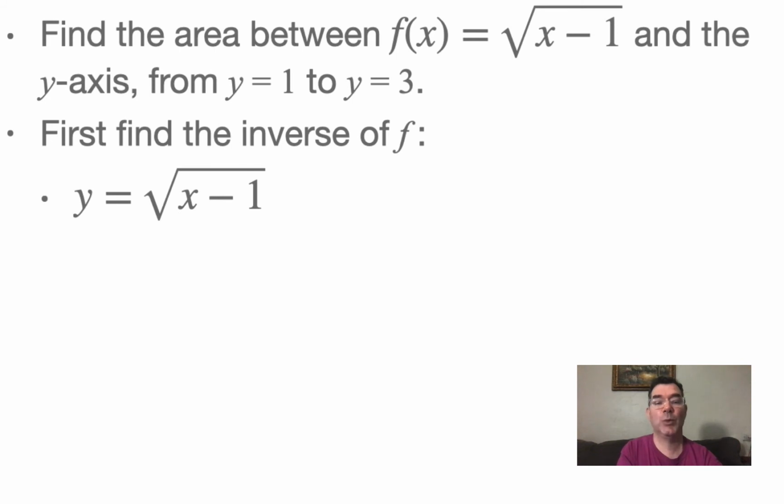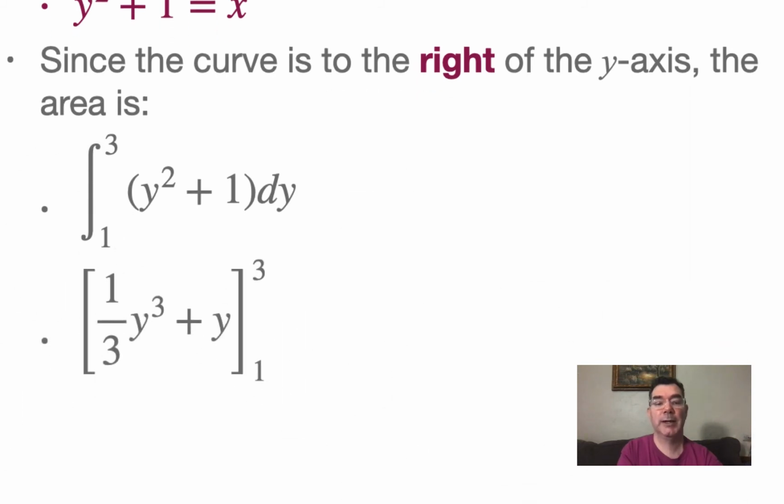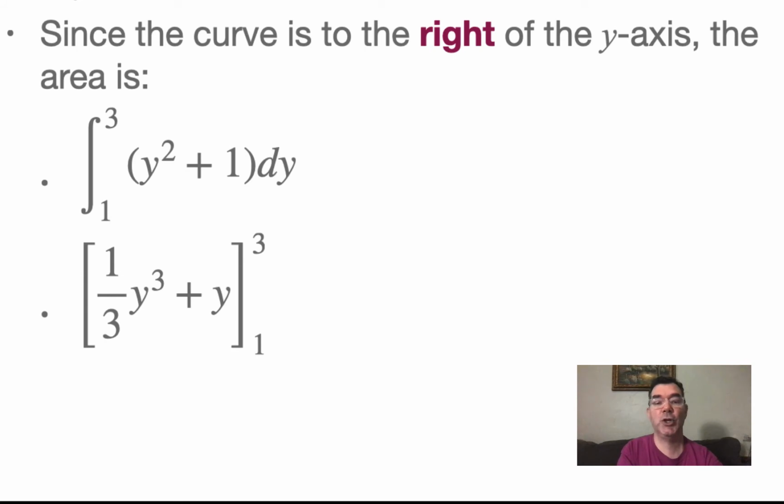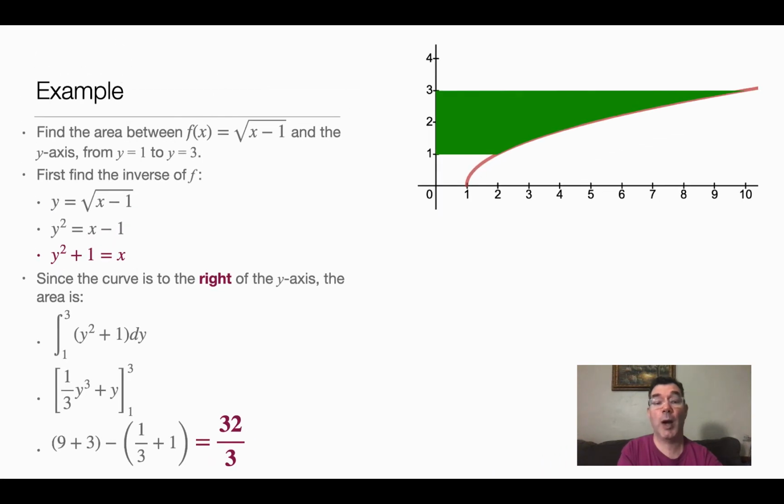So if I have y equals the square root of x minus 1, I can square both sides to get y squared equals x minus 1, and then add 1 to both sides to get that x equals y squared plus 1. That curve is completely on the right-hand side of the y-axis, so I can find the positive antiderivative of that function. So I'm finding the antiderivative of y squared plus 1 from y equals 1 to y equals 3. All right, so the antiderivative of y squared is 1/3 y cubed. The antiderivative of 1 is just y. I plug in 3, I plug in 1, and those are the values I get. And so my answer is going to be 32 over 3. So that's the area between that curve and the y-axis.